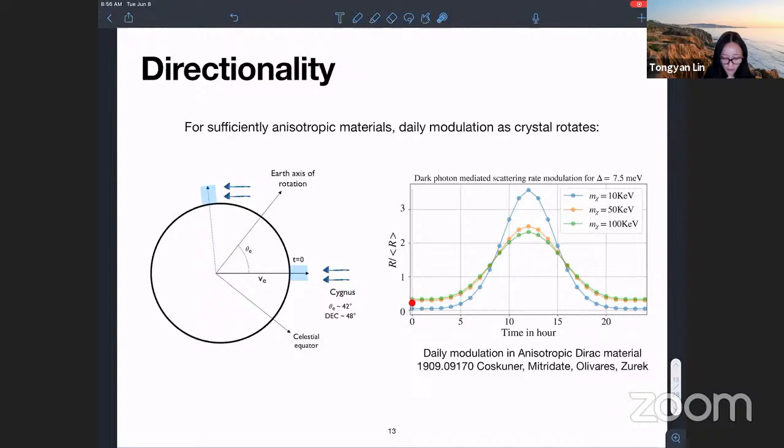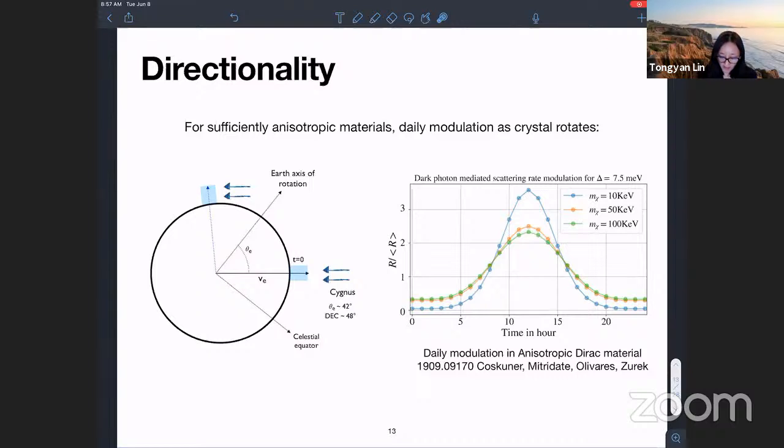So in this example, it goes from below 1 all the way up to 3. So it can be a factor of 3 change in rate throughout the day. So if you were to observe any signal, then you could try to use that to establish a dark matter origin, which is very important because with electron recoils, we don't currently have ways to distinguish whether electron recoils are coming from some background or from dark matter, unless we use the spectrum and maybe this effect where it's modulating throughout the day in a particular way.